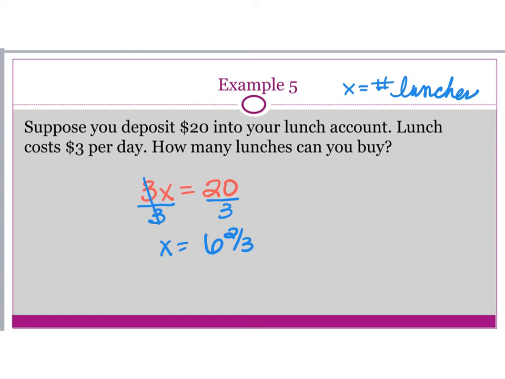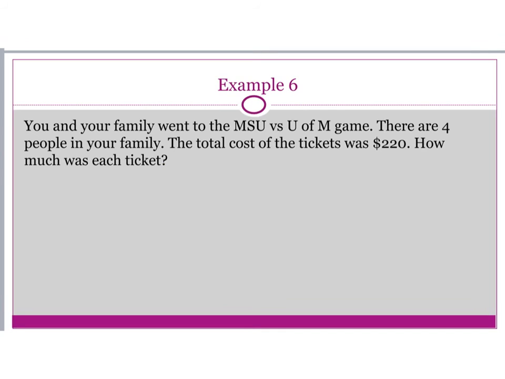So I can't buy 6 2/3 lunches. Because I'm dealing with a story problem, what this tells me is I can buy 6 lunches before I run out of money, because if I go to buy the 7th lunch, I'm not going to have quite enough. Example 6 says you and your family went to the Michigan State versus U of M game.